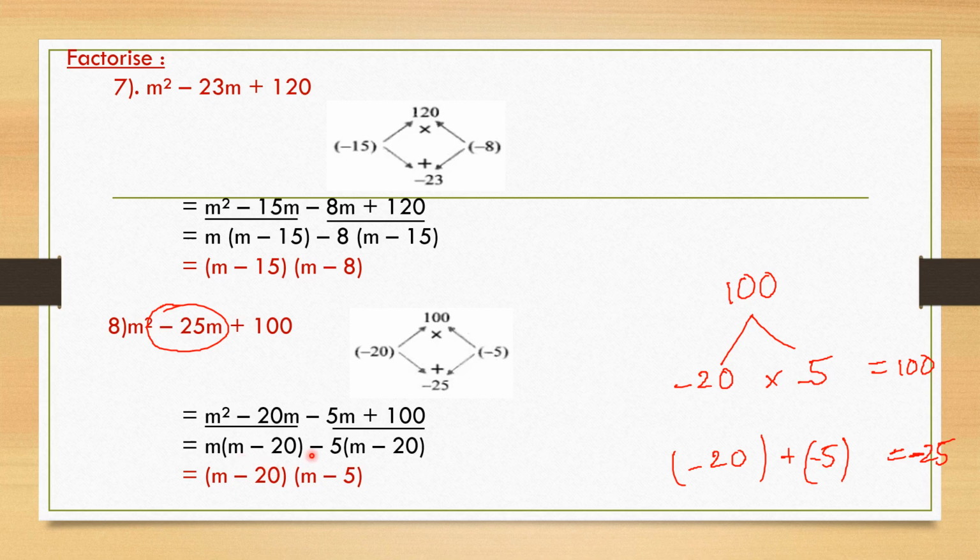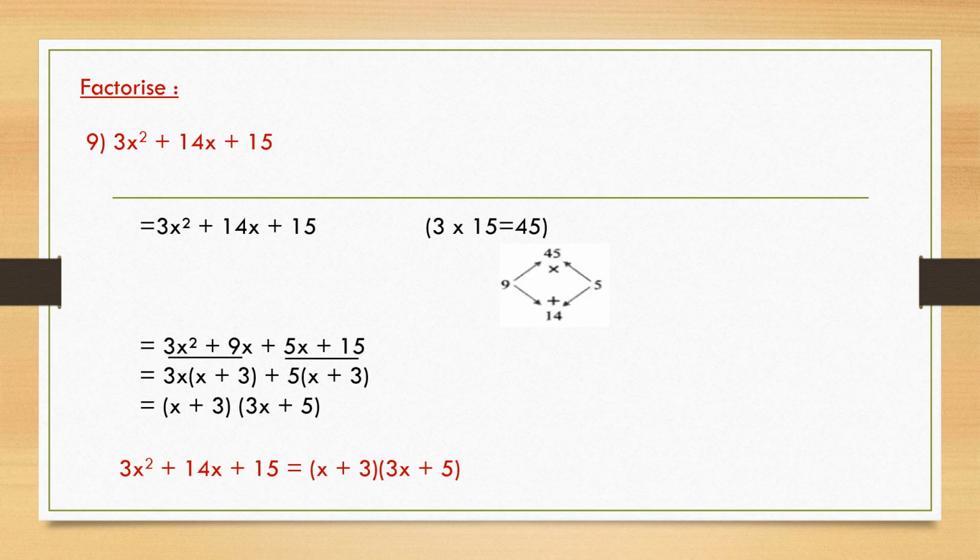After that, you see m minus 20 and m minus 20 common here. So we'll write it once, m minus 20. And this m minus 5, we'll write it together, m minus 5. So the factors of this expression are m minus 20 into m minus 5.